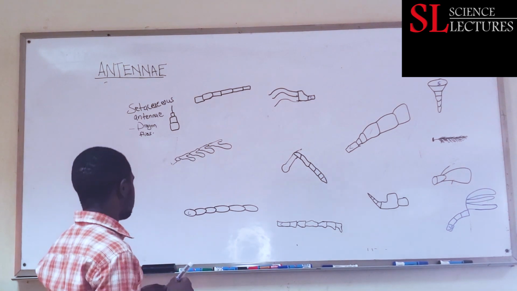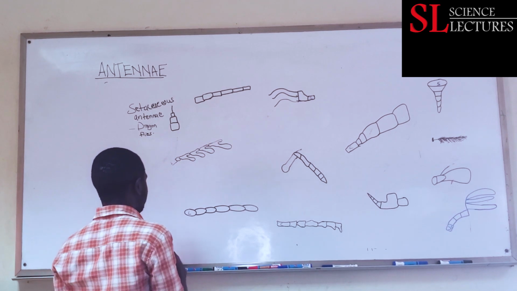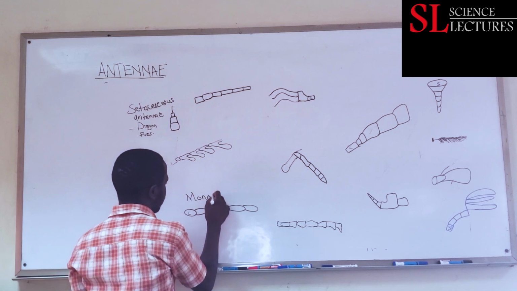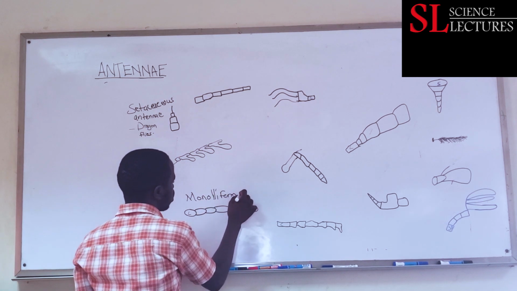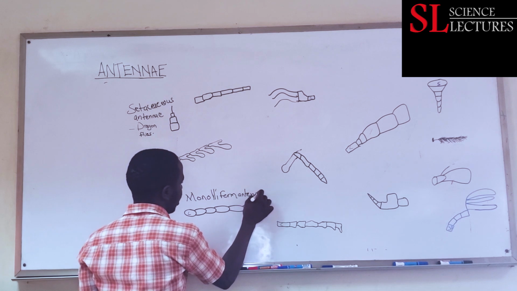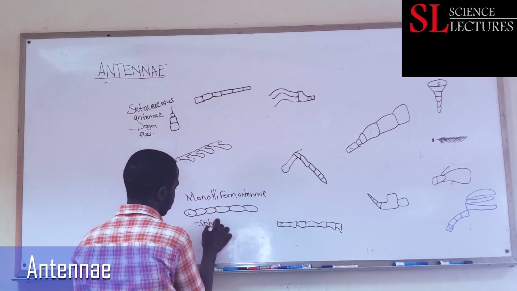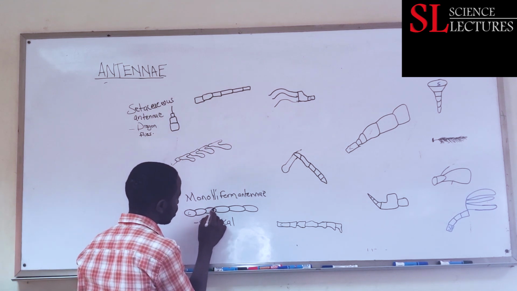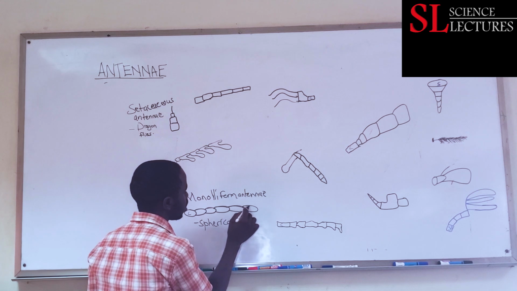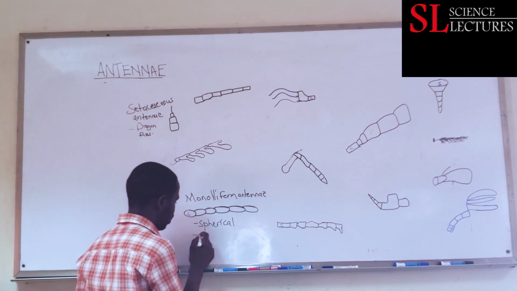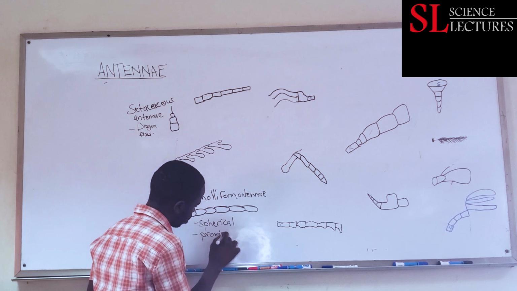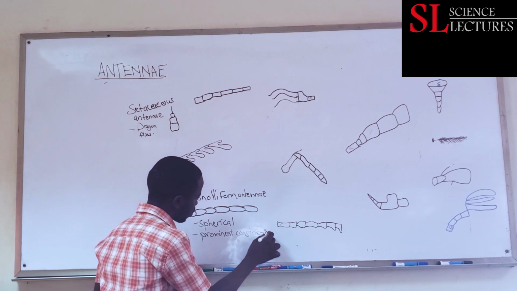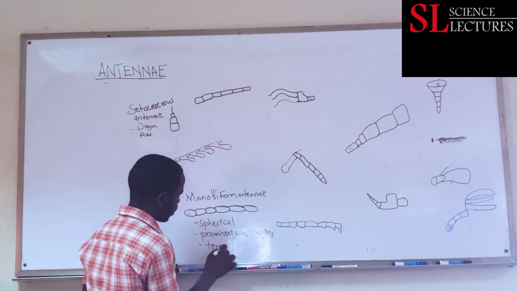Next, I want us to look at moniliform antennae. So these down here are the moniliform antennae. Moniliform antennae are the ones that are spherical and have prominent constrictions, so from one segment to another, you can easily tell. Those are what you call moniliform antennae. They are spherical and have prominent constrictions, and they are very common in termites.